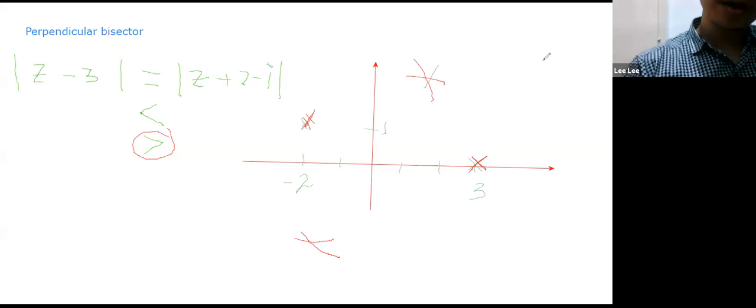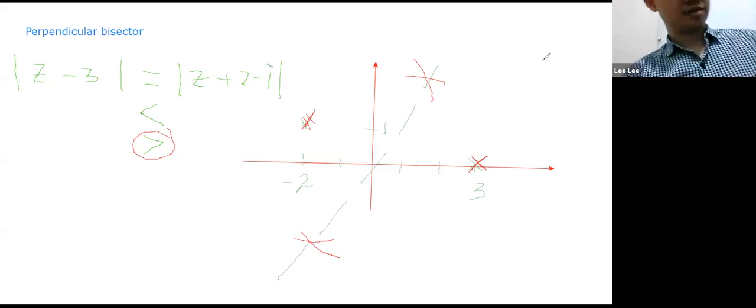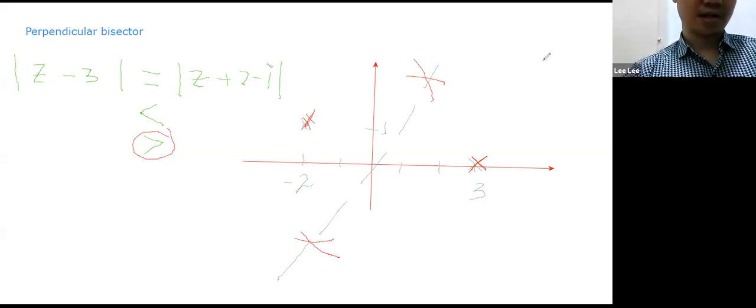But since there is no equal sign, when you pull a line, it has to be a dotted line. Do you have any questions until here?